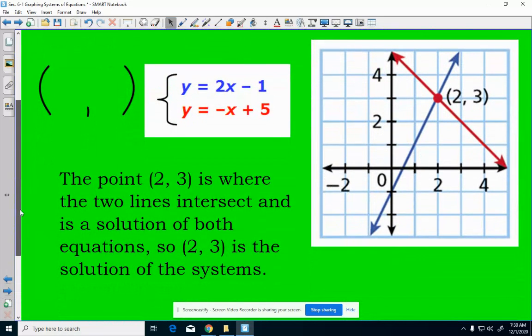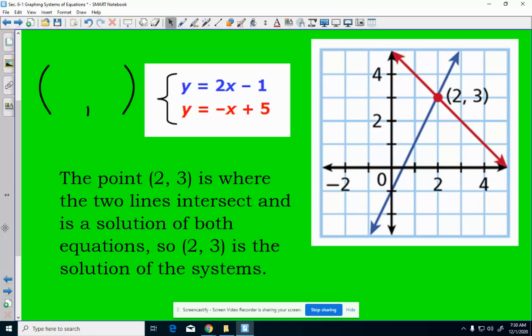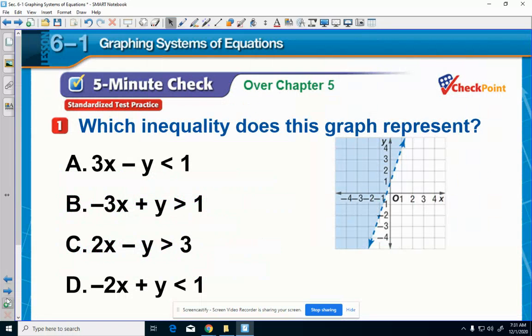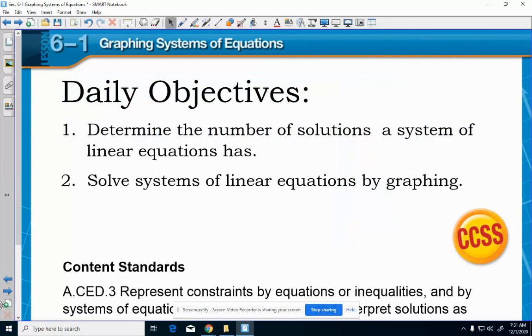We saw this screen, right? And ultimately, that's what we're looking for. We're trying to find that point where they intersect each other, because the ordered pair 2 and 3 is a solution to both the red equation and the blue equation. And obviously, if they're not parallel to each other, that only can happen one time. So that's something from chapter 5. No worries, we'll let that go for today.